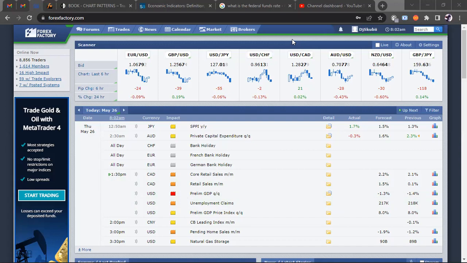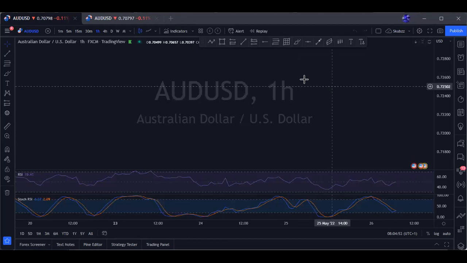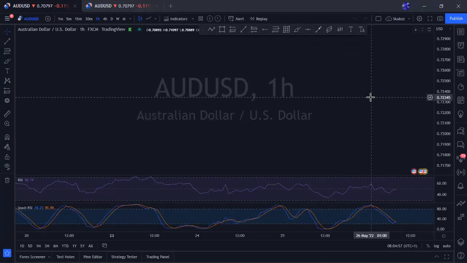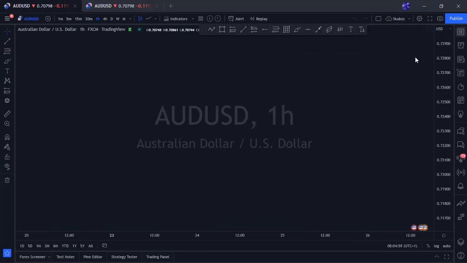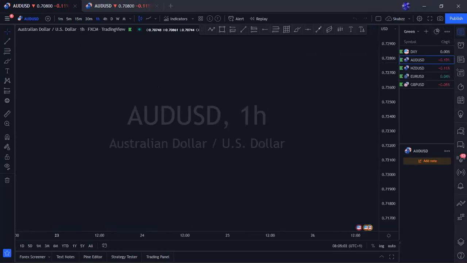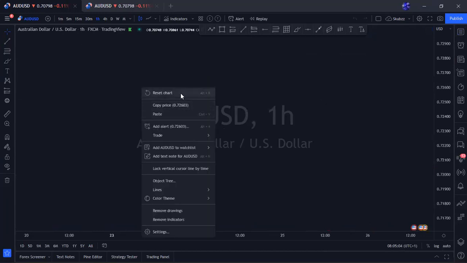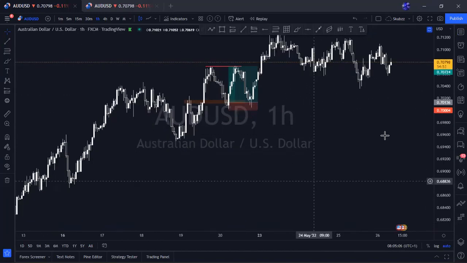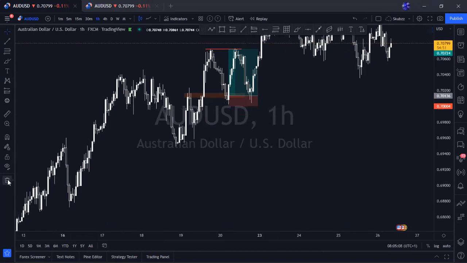Those of you that know how we do this, we normally start with the pairs I trade, and we always start with AED/USD. So let's see what AED/USD holds for us today.